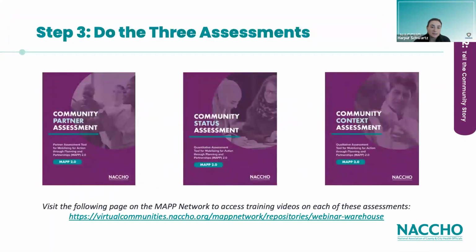Next slide, please. Great. So in this phase, the three assessments are done, and they are the Community Partner Assessment, or CPA, which is an assessment of the local public health system itself. Next, we have the Community Status Assessment, or CSA, which is a quantitative assessment of the community's health. And finally, we have the Community Context Assessment, also referred to as CCA, which is a qualitative assessment to gather community members' perspectives. And these assessments are analyzed together to tell a comprehensive story of the community's health.